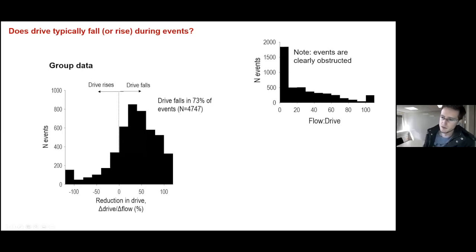So a value of 40% means that flow is only 40% of the expected flow if you were looking at the drive with the EMG. So there's a lot of very obstructed breaths, and only a small 5% or so are up here, indicating some centralness. All right. Right, so drive typically falls rather than rises, 3-to-1 ratio.